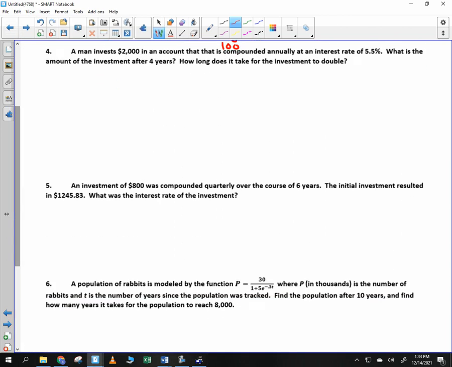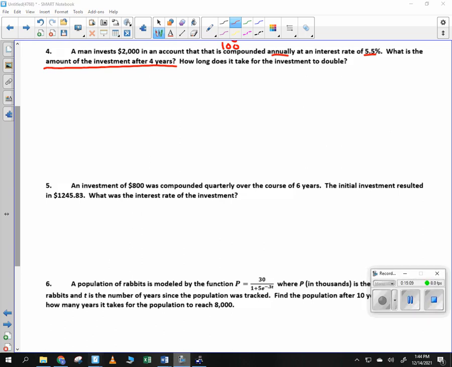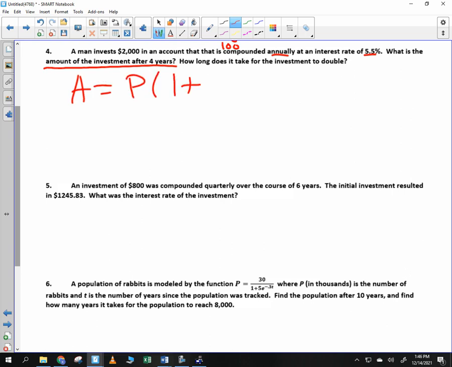A man invests $2,000 in an account that's compounded annually at an interest rate of 5.5%. What is the amount of investment after 4 years? You try solving that part on your own. Ready, set, go. All right, let's see what we got. The amount is equal to the principal times 1 plus the rate divided by the number of times you compound it, raised to the nt power. Let's figure out what we got.